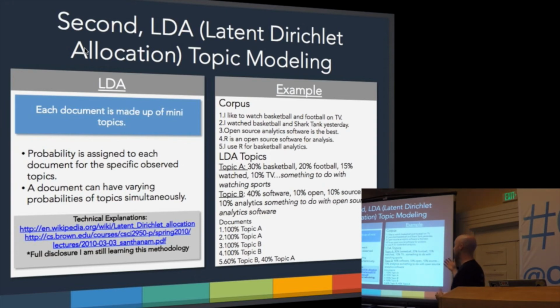If we had topic A, made up proportionally of basketball, football, TV, and watch, you'd say that topic is about watching sports. Topic B is software, open source, analytics, so it has something to do with open source. So let's say we have those two defined topics. As you look at that corpus, you'd say the first one is all about sports watching, the second one too. But the fifth one, I use R for basketball analytics, is kind of a mix, right? Because it's mentioning basketball and, in this case, R. And that's kind of how LDA topic modeling happens.